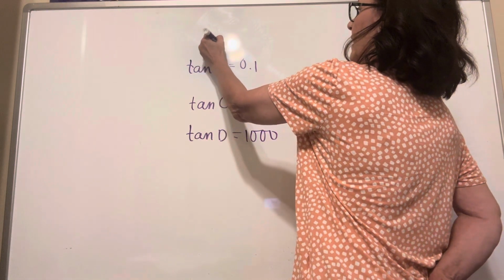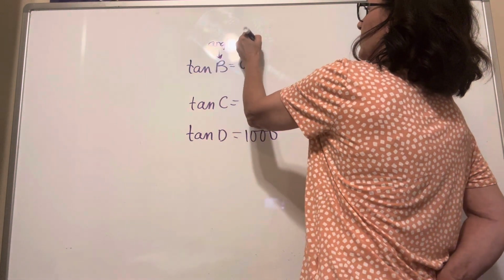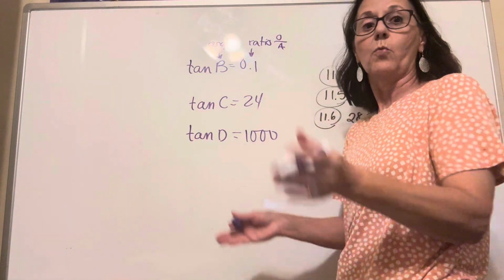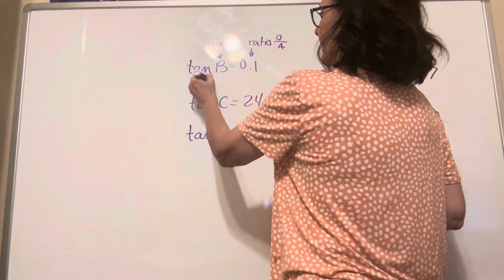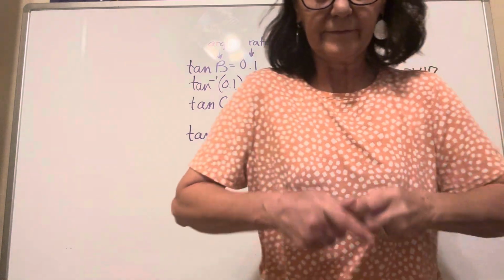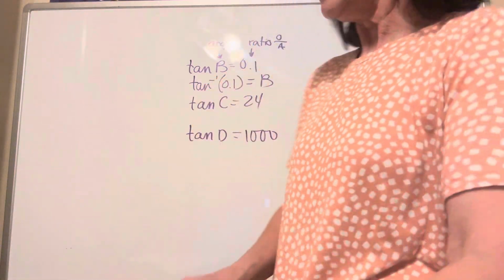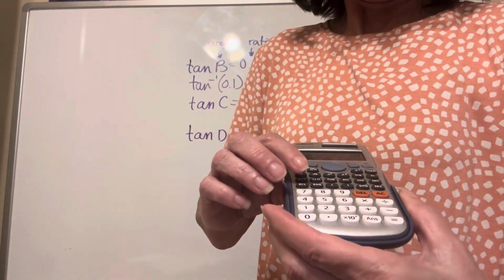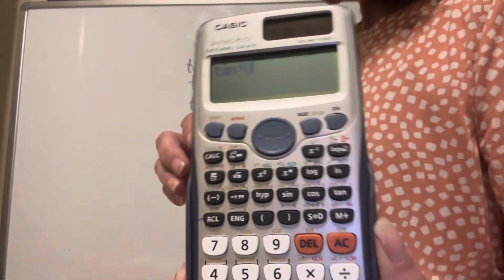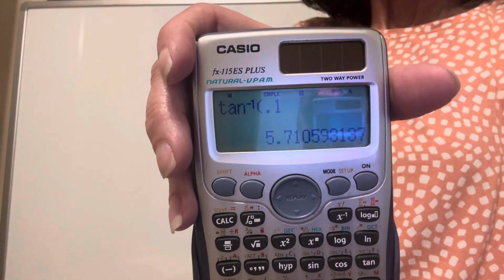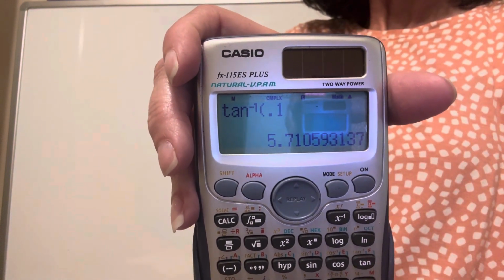It's the tan of an angle equals the ratio, opposite over adjacent. You have to do the inverse. You have to swap your x's and your y's. It's the inverse tan, 0.1 equals B. So we're going to do that for all of them. I'll just show you on my calculator. All right, so you do shift tan right here. Shift tan, 0.1 equals. All right, so it's 5.71 degrees.